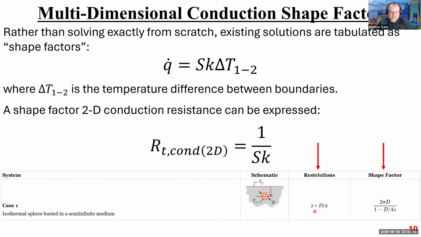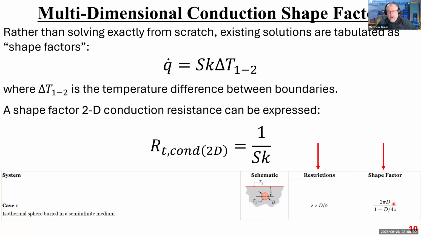In this case, Z, which is the burial depth, has to be greater than D over 2, which is the radius of this buried sphere. So provided that is true, this solution will give you a very good, if not exact, approximation for the heat transfer between this buried sphere and the top surface of whatever the semi-infinite medium is that the sphere is buried in. So check the restrictions first to make sure that you're compliant. The other thing, the equally important thing, is the actual equation for the shape factor itself.